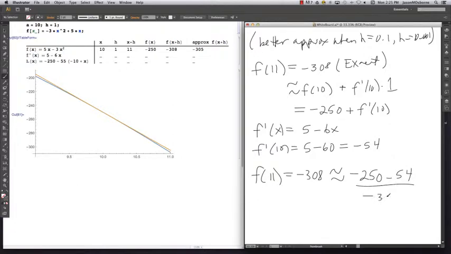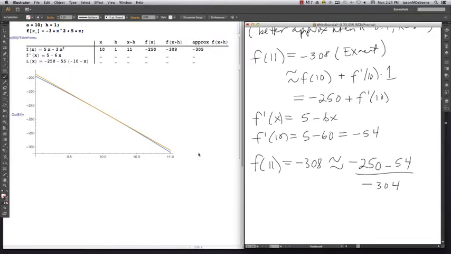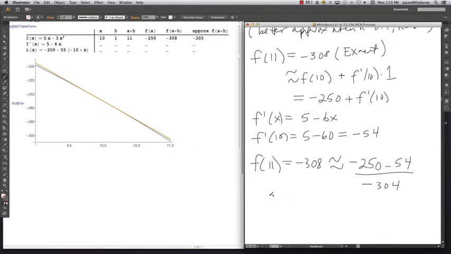So we can see that here, if I zoom in on this part of the plot, you have the function in blue, you have the tangent line, and the function evaluated at 11 is minus 308, but the approximation is this point on the line, minus 304.